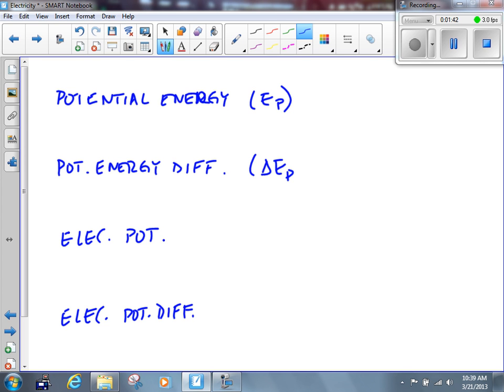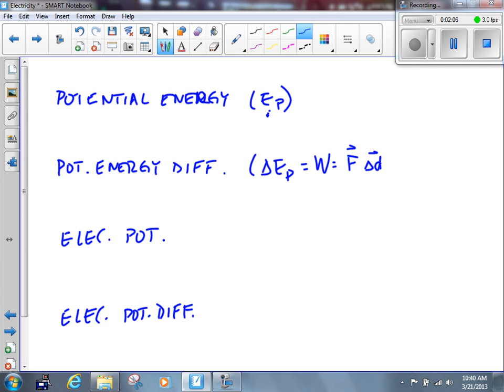Now, the potential energy difference, the change in potential energy, can also be known as what variable? There's another word that we use to describe the potential energy difference or the change in electric potential energy. What is it? Work, yeah. So delta EP, the change in electric potential energy, is also equal to the work. The work can also be equal to F times D.